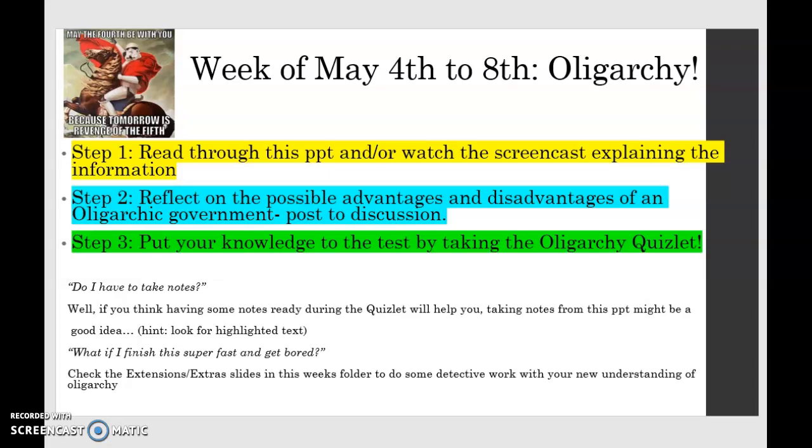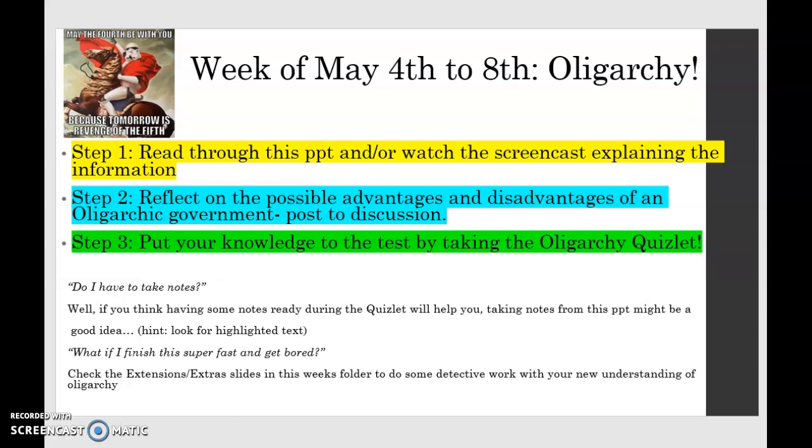We're studying the power structure of oligarchy this week. It will be similar to autocracy, however, the power structure of oligarchy is a little less clear. So please go through this PowerPoint with me or look at it through the slides on your own. Reflect on the possible advantages or disadvantages of this type of oligarchic government. So you're looking at how it can benefit and harm individuals as well as leaders. And step 3, put your knowledge to the test by taking the Oligarchy Quizlet.